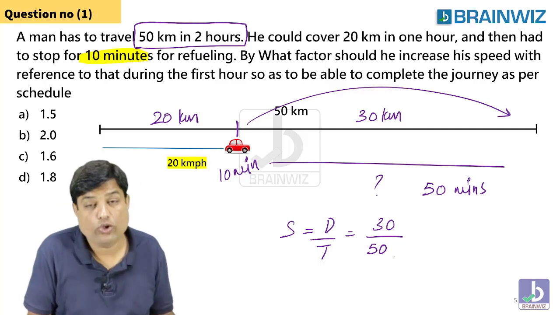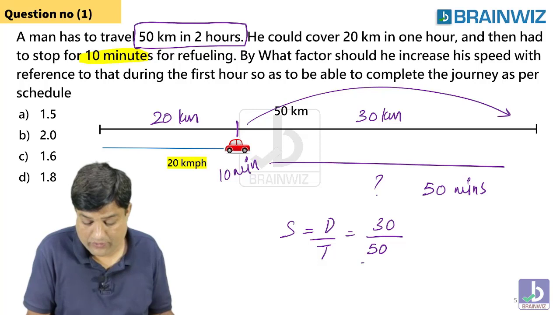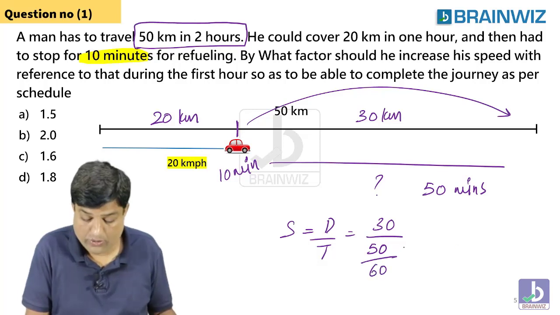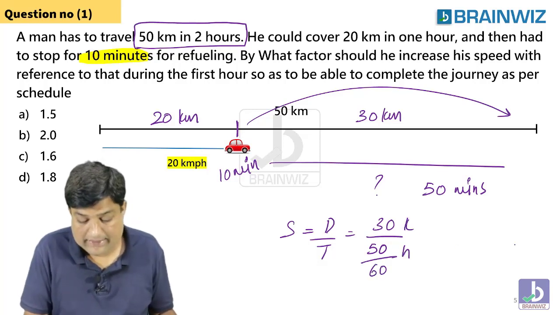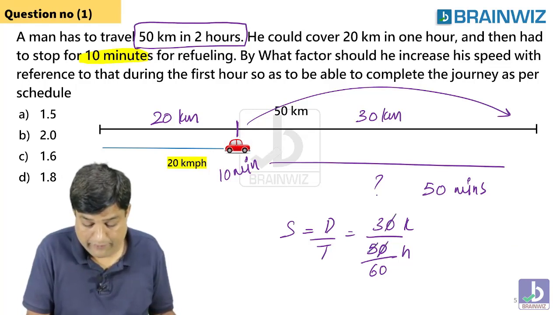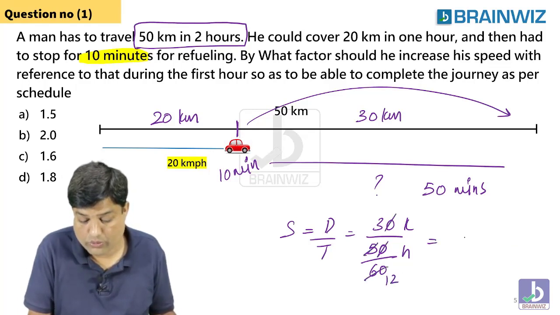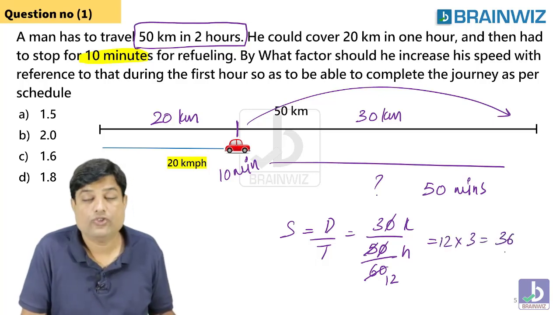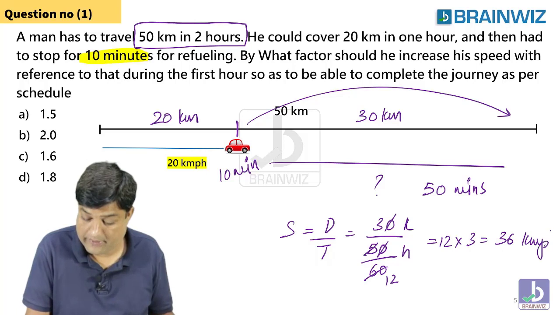So as you know that this is kilometer and this is in minutes, we have to divide it by 60 to make it into hours. So guys, let's try to do the calculation here. 0, 0 get cancelled. And 5 ones are 5, 12 are 12 goes to the numerator. 12 into 3, that makes 36. So speed is 36 kilometers per hour.